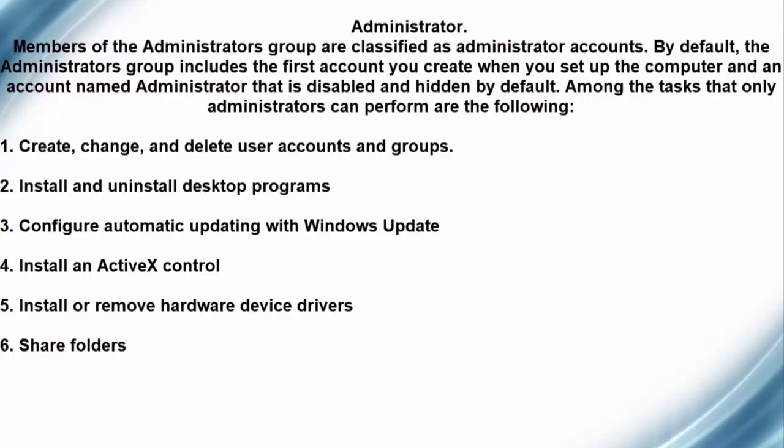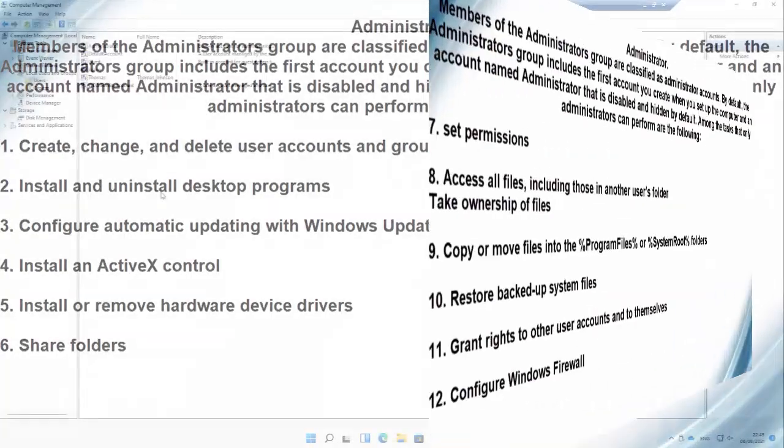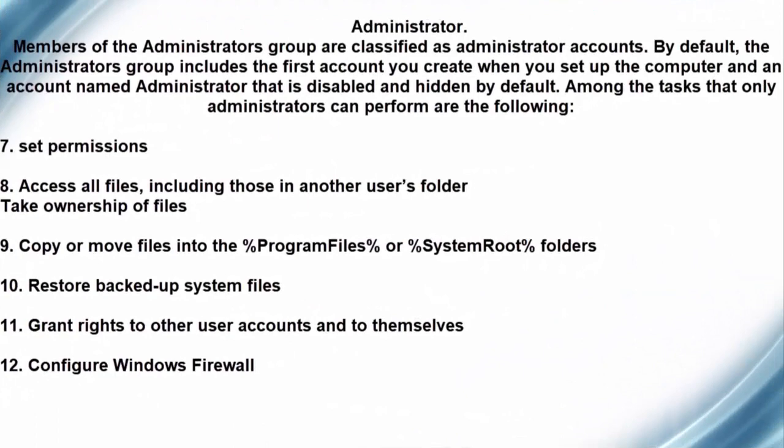The user will be able to install and uninstall desktop apps or programs. They can configure automatic updates with Windows Update. They can install an ActiveX control, for example, or they can also install or remove hardware device drivers. They can configure shared folders and set permissions on folders as well. They can take ownership of files and also restore backups of system files. They can also configure Windows firewall as well.